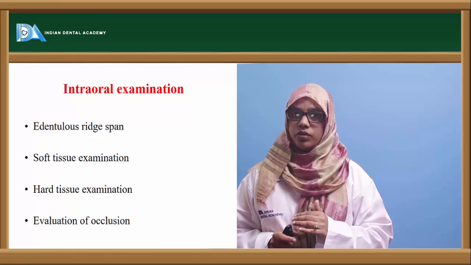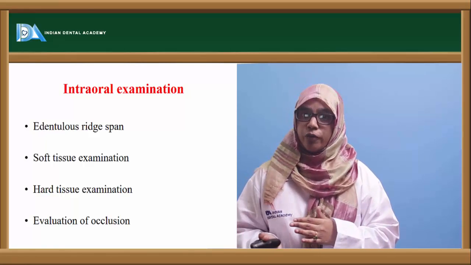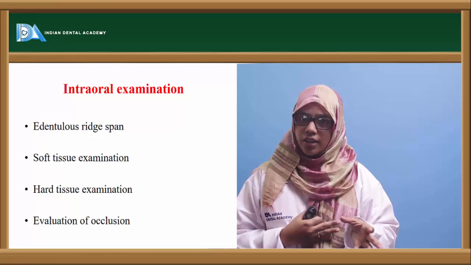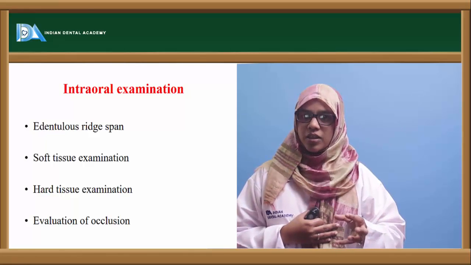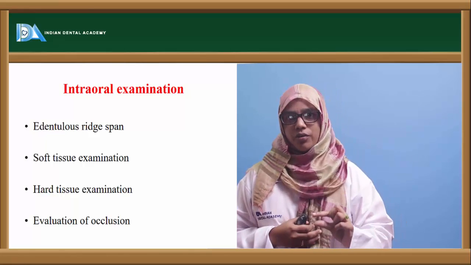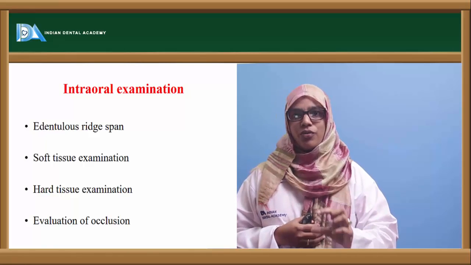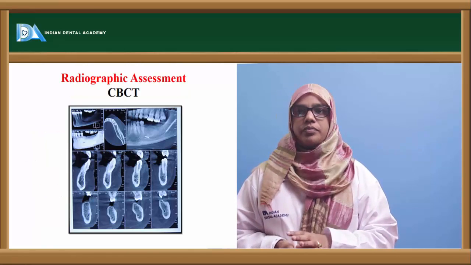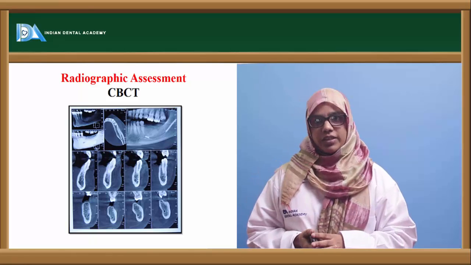If the maxillary tooth is supraerupted, you might have to inform the patient that you have to do an intentional RCT to reduce the tooth size, because you cannot give a very short crown. You have to have a sufficient amount of height. Then comes the radiographic examination.